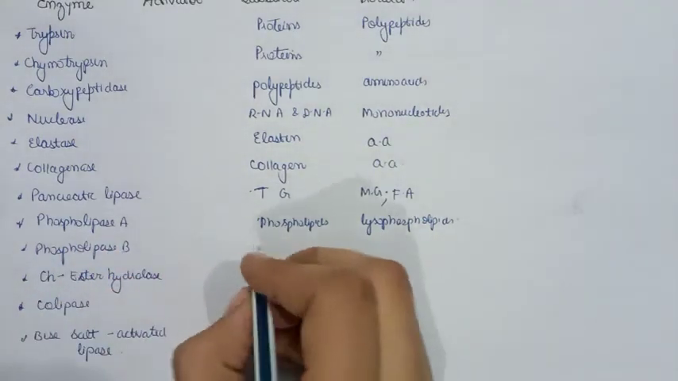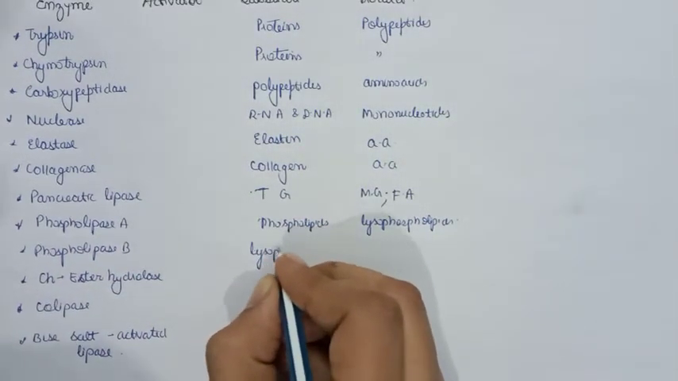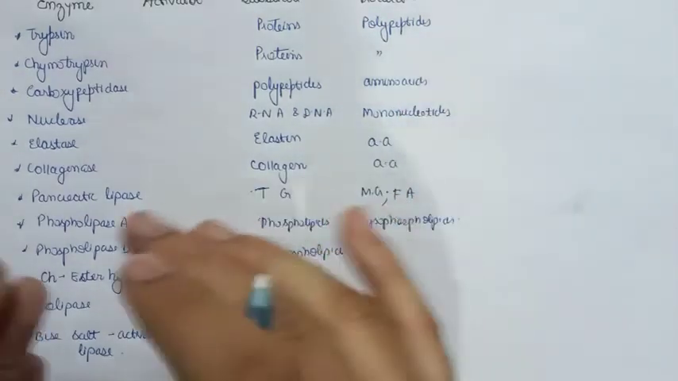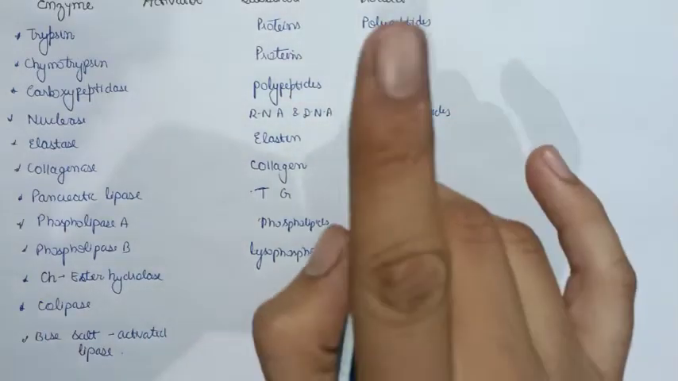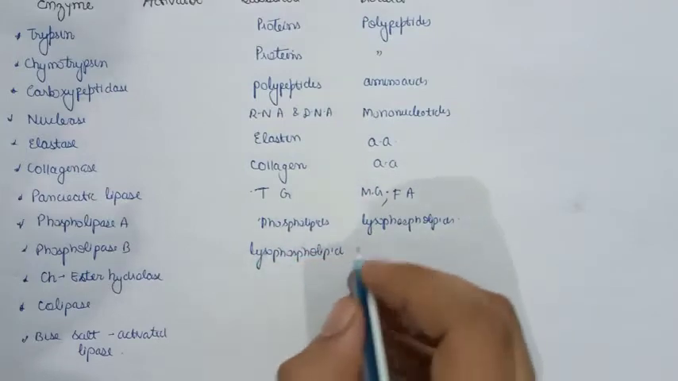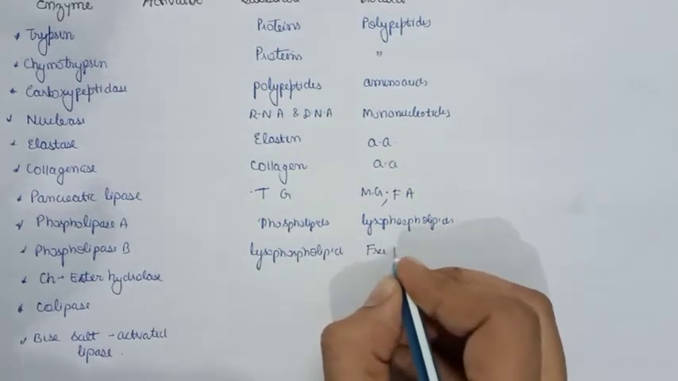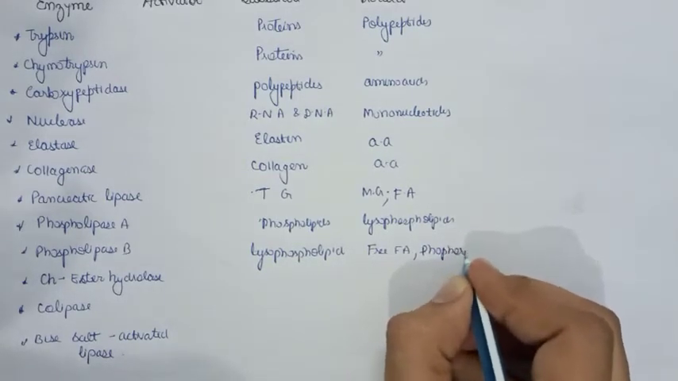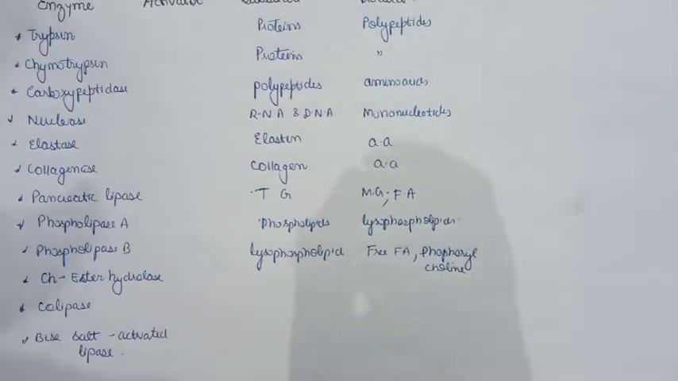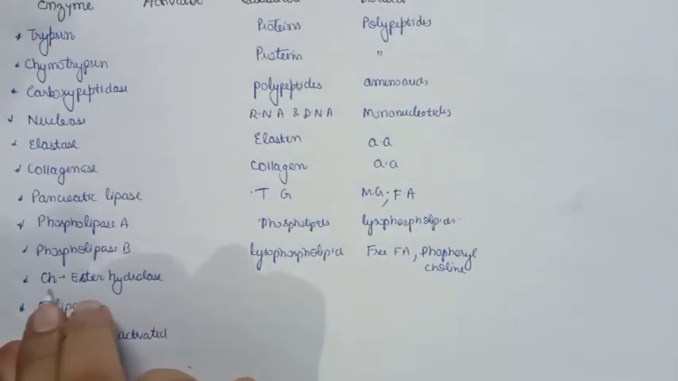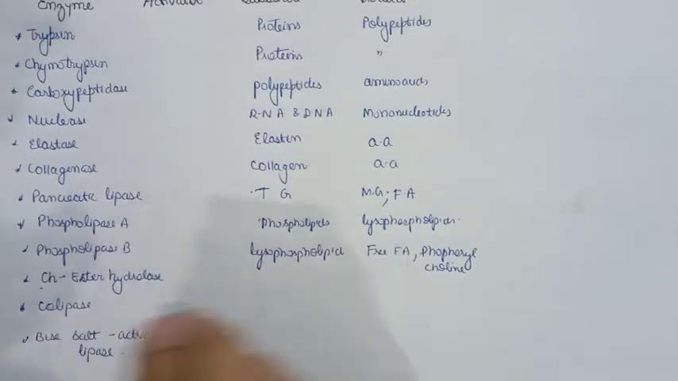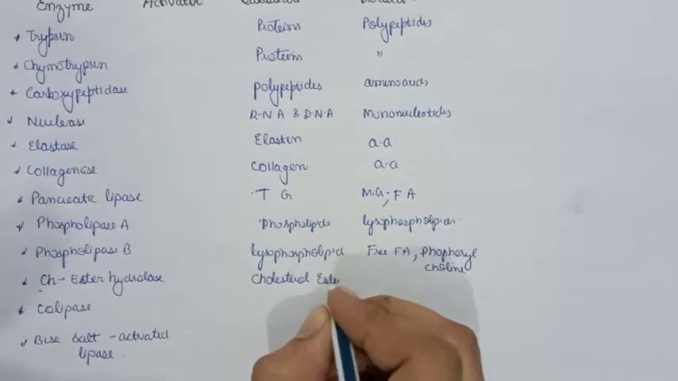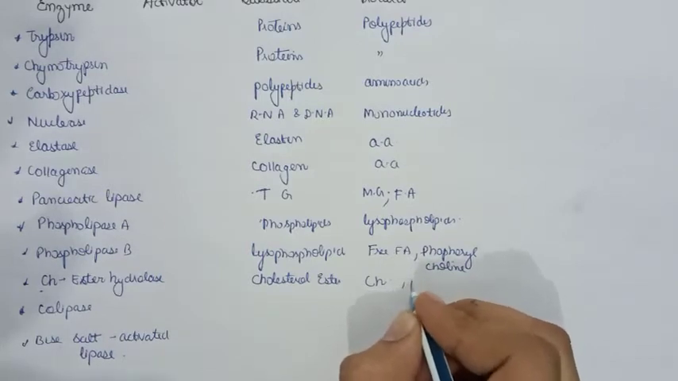So the function of phospholipase B is the conversion of lysophospholipid. The structure of lysophospholipid is similar to a phospholipid and it contains only one fatty acid. So it converts lysophospholipid into free fatty acid plus phosphorylcholine. Cholesterol ester hydrolase, as the name suggests, hydrolyzes the cholesterol ester into cholesterol and free fatty acid.